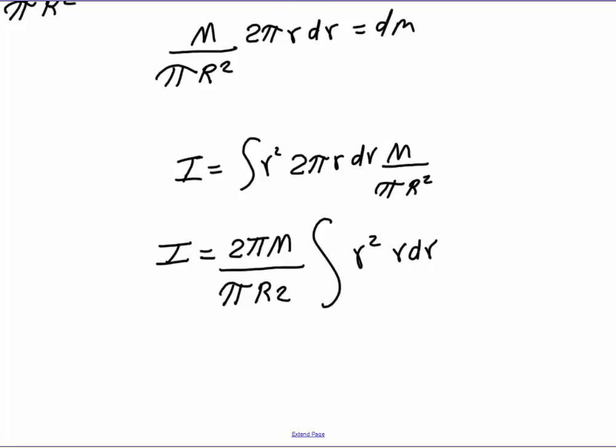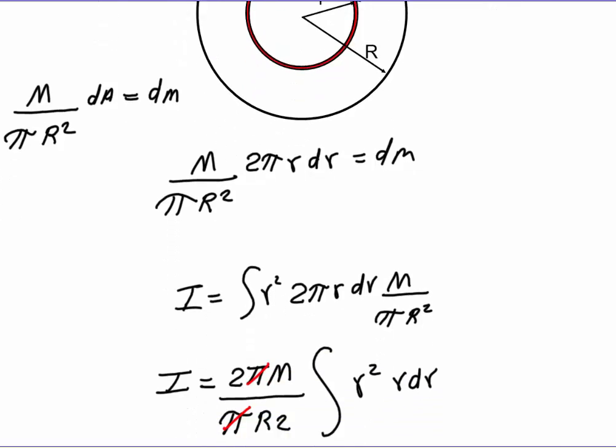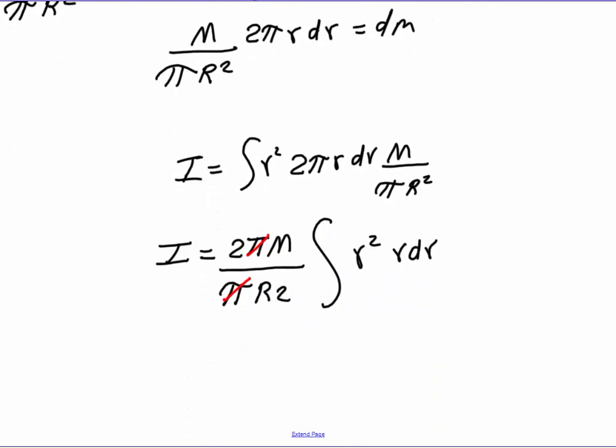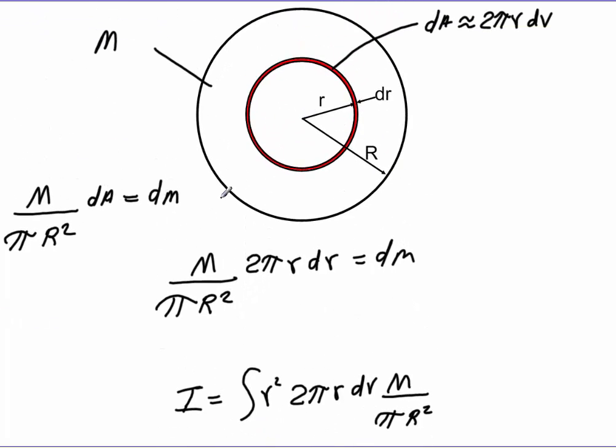Alright, now here the pi's will cancel out. Here, now the r squared is going to be the distance from the center, so in this case, this will be little r. So we're okay there. So we'll go ahead and change this then to be r cubed. R cubed, and then we got the dr. Now we're going to integrate from 0 to R.